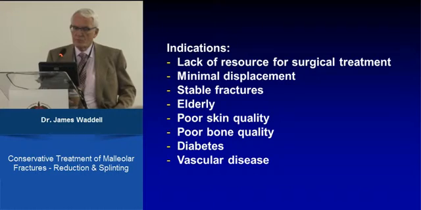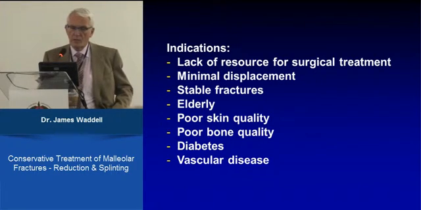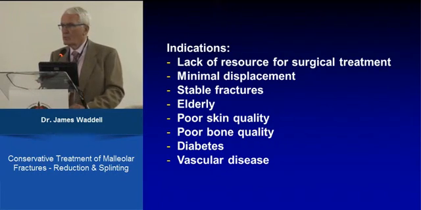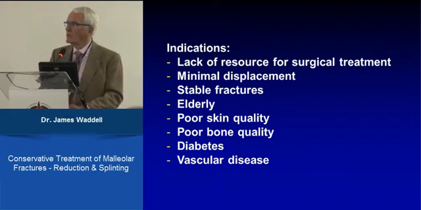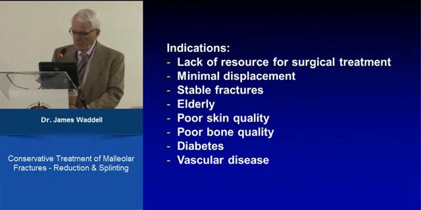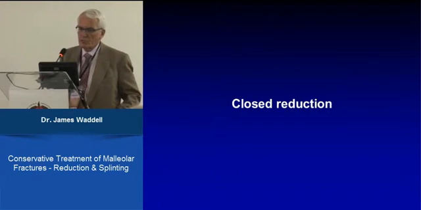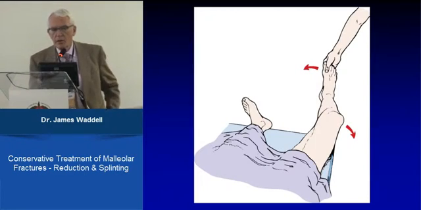Stable fractures. Many elderly patients are poor candidates for surgery because of poor skin quality and poor bone quality. Stefan's already talked about the problems of diabetes and fracture healing and skin management. And of course, people with peripheral vascular disease, people who smoke. Now, in order to do this successfully, you have to be able to do a closed reduction of the ankle.